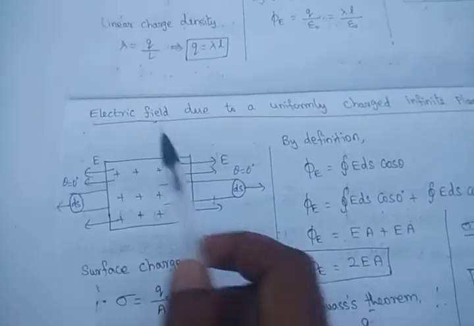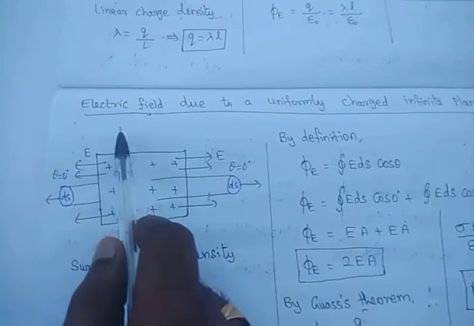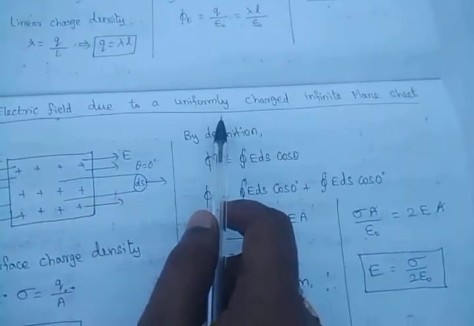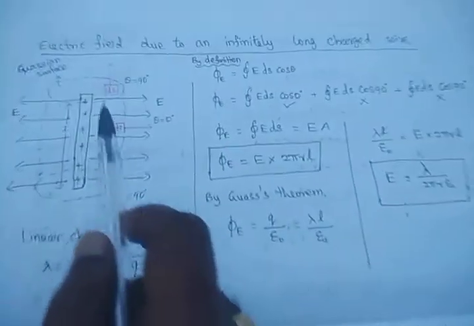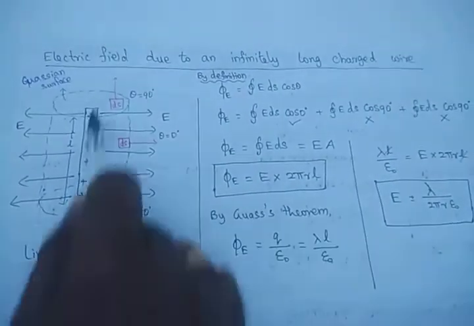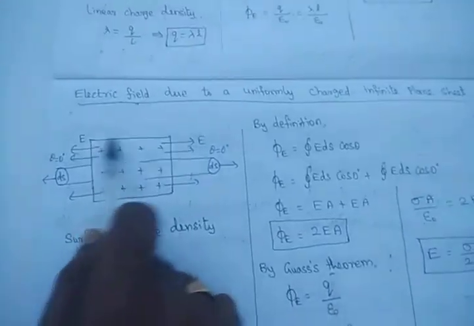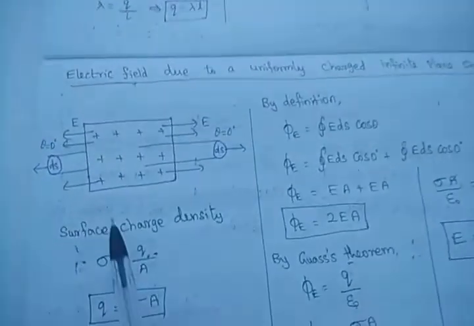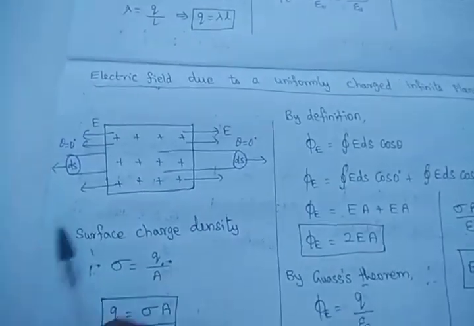Dear students, in this session, we are going to see the second application of the Gauss law, that is the Gauss theorem: electric field due to a uniformly charged infinite plane sheet. In the last session, we saw the infinite long charged wire. Here, we are going to study the infinite charged plane sheet. So, that was a one-dimensional case. This is a two-dimensional case.